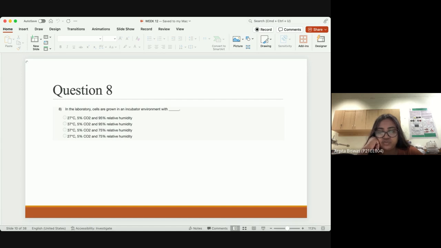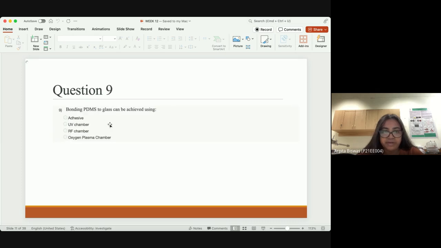So the right option is option B, 37 degrees centigrade, 5% CO2 and 95% relative humidity. So next, move toward question number 9.